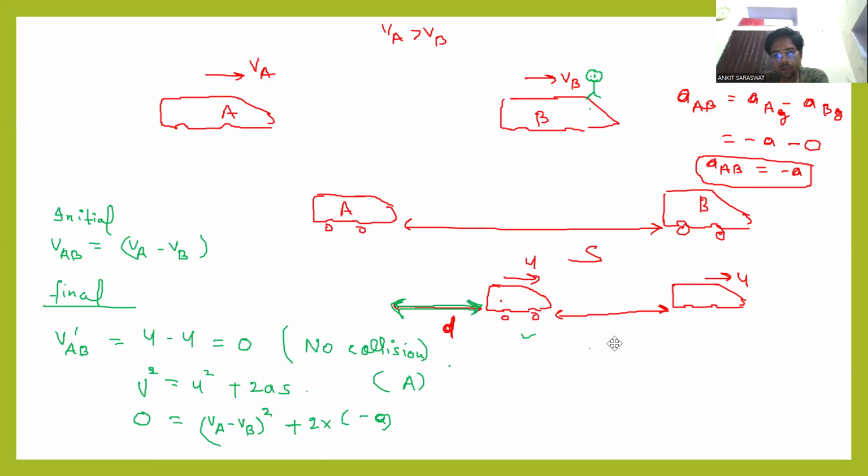So it is D. What is the distance? How much distance does it travel? It is equal to VA minus VB whole square divided by 2A. So the condition is there. What is this D? This D must satisfy a condition. He should apply the brake in such a way that D should be less than S only.